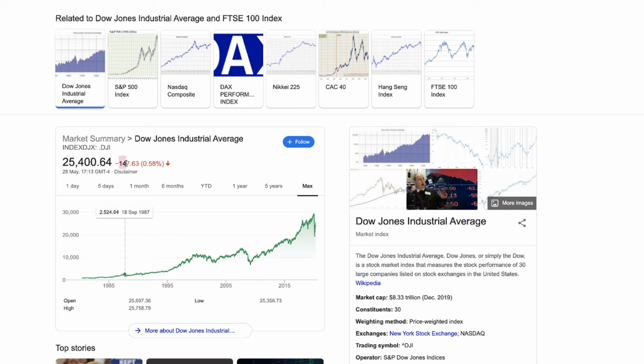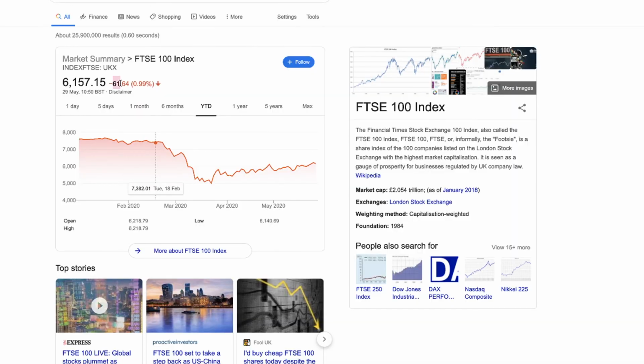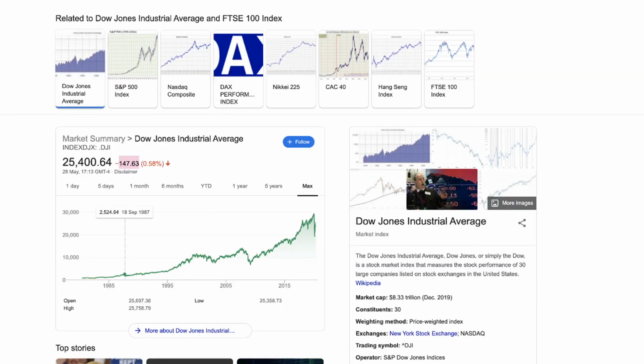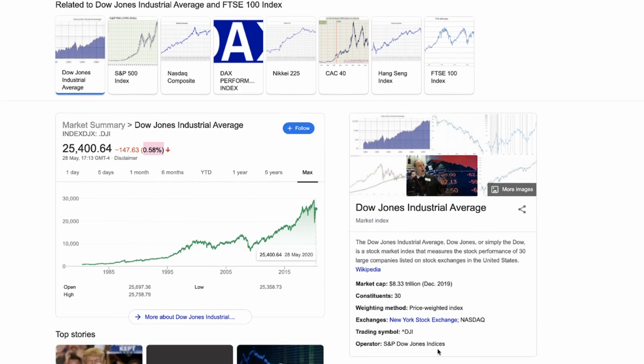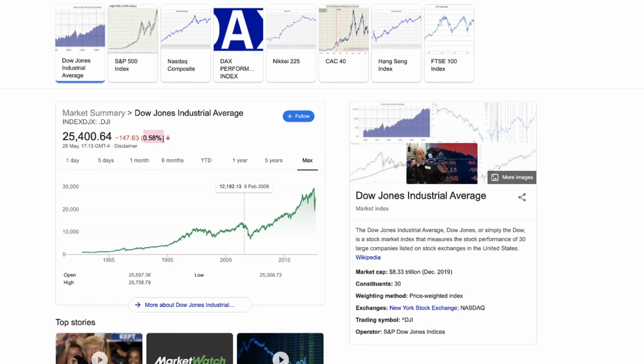So although the Dow Jones fell 147 yesterday relative to the FTSE today of 61, the FTSE, even though it only fell 61 and not 147, it's worse that this was a bigger fall because it was 0.99%. That's almost 1%. Whereas with the Dow Jones, it was only 0.5% really. And you can see here that the market cap is 2 trillion on the FTSE 100 relative to the Dow Jones of 8 trillion.